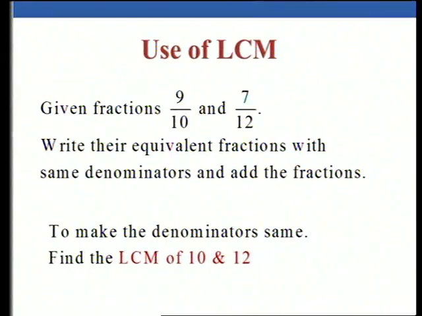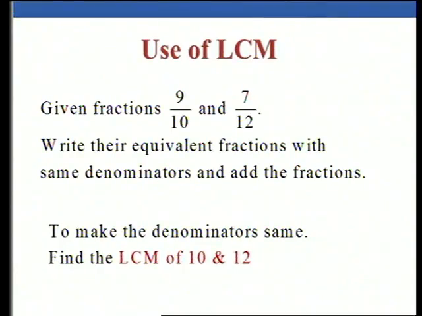Now I would like you to pay attention to the next slide, where we can use LCM in calculation of adding the fractions. Here the two fractions are given as 9 upon 10 and 7 upon 12, and we need to add them. For adding the two fractions, the denominator must be same. Now to make the denominators 10 and 12 the same, we need to find the LCM of 10 and 12 as well. So let's see how the LCM could be found out.